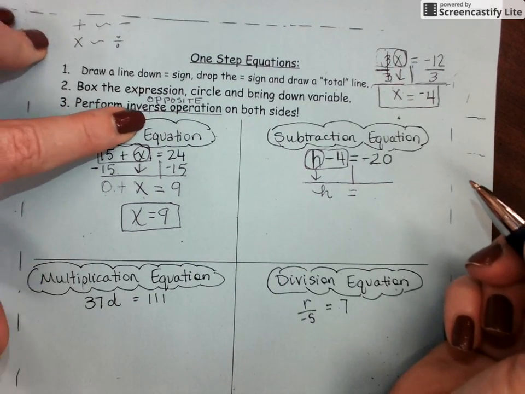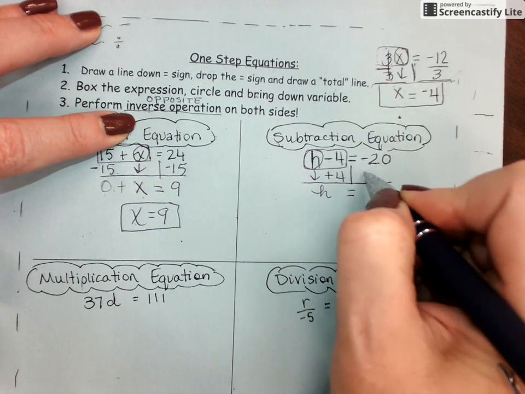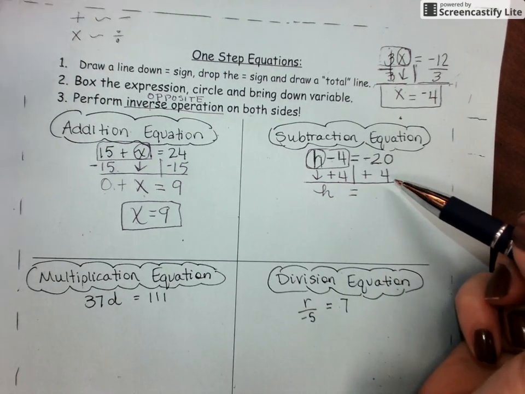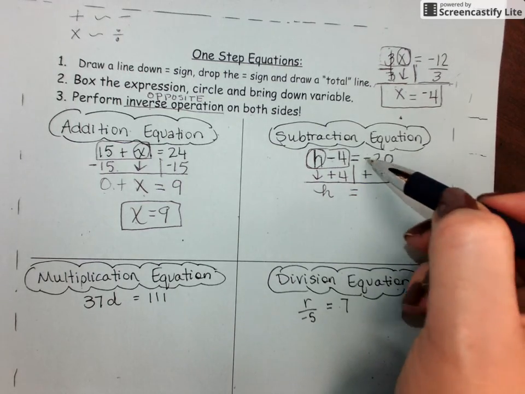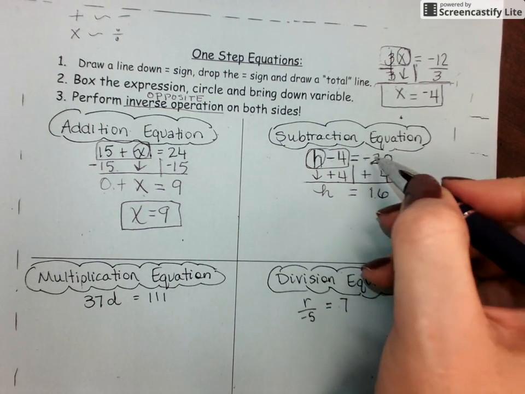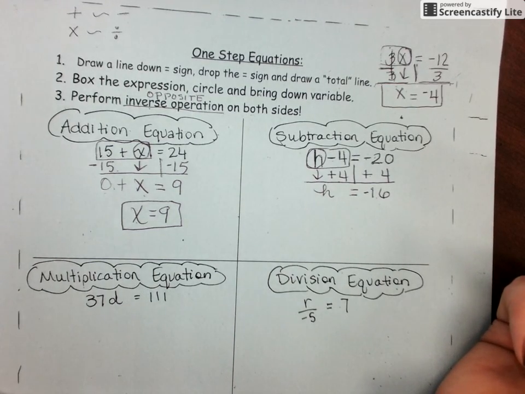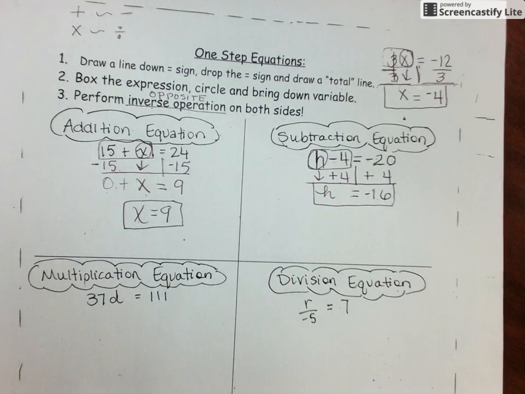Then I'm going to perform my opposite operation. So if this says minus 4, I'm going to add 4 to both sides. Now, you do have to know your integers. We've said that over and over again, and we've practiced it a lot this year. When signs are different, that's right, you subtract and take the sign of the bigger number. So my answer was negative 16. And I'm going to box in my answer.